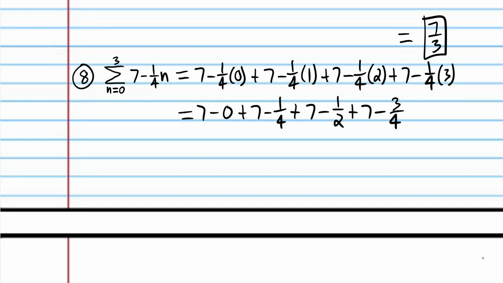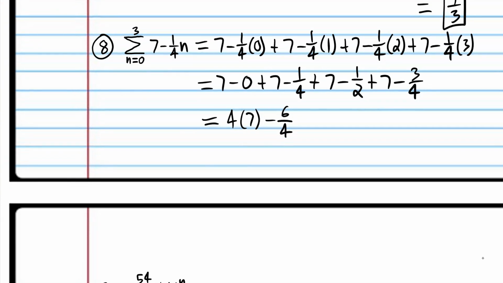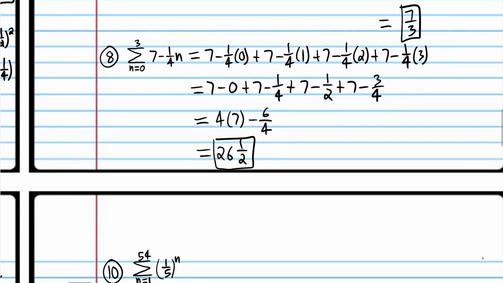So add up all those 7s. 1, 2, 3, 4 7s, so that's 4 times 7. And then add the fractions, and we get negative 6/4. And we change that to 2/4. Add these, we get negative 3/4, and then add that one to negative 3/4, we get negative 6/4. And then 28 minus 1.5 is going to be 26.5, or you can write it as 26 1/2, however you want to write that. So if you got that one right, excellent.